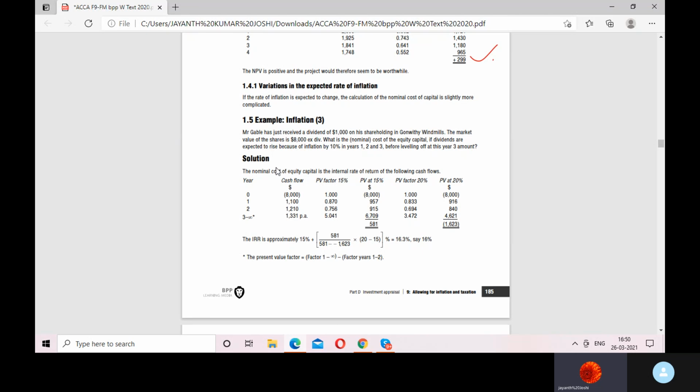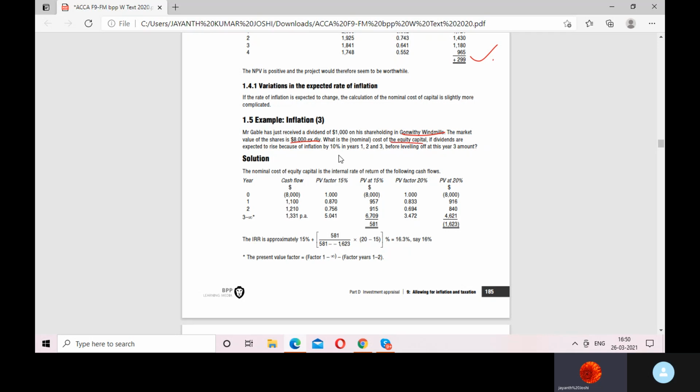Mr. Gable has just received a dividend of 1,000 on his shareholding in Gone with the Mid Mills. So he received a dividend. Fine. Yes, sir. So market value of shares is this ex dividend. That means dividend has been paid. They're asking you nominal cost of equity capital.